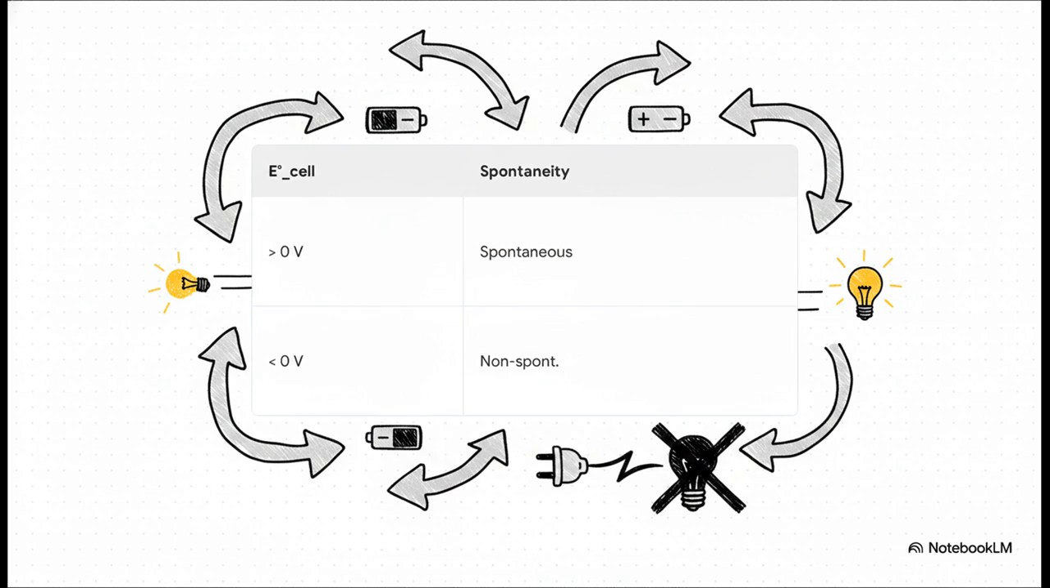A positive cell potential? That means the reaction is spontaneous. The electrons want to flow, and your device powers right up. But if you crunch the numbers and get a negative potential, that's non-spontaneous. The reactants won't naturally exchange electrons in that direction unless you physically force them to by pumping in outside energy.